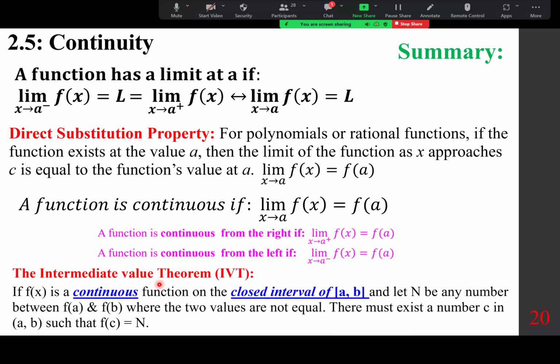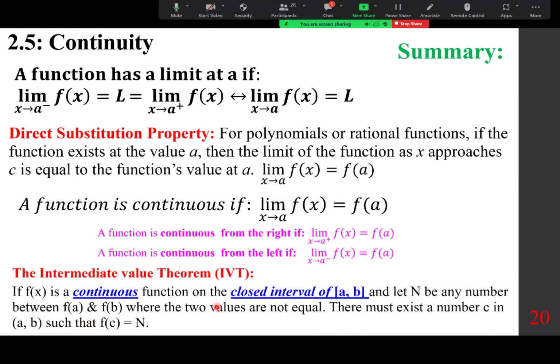The intermediate value theorem, also known as IVT. If f of x is a continuous function on the closed interval of a to b, and let n be any number between f of a and f of b, where the two values are not equal, there must exist a number c in a and b such that f of c equals n.